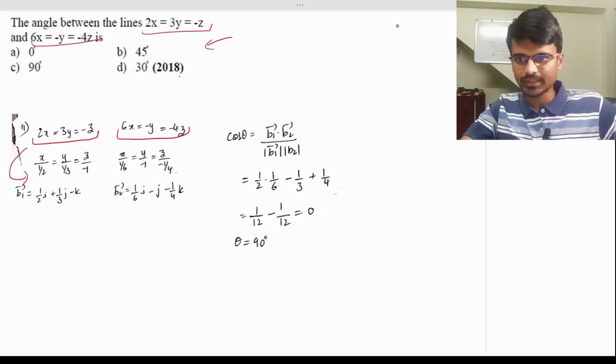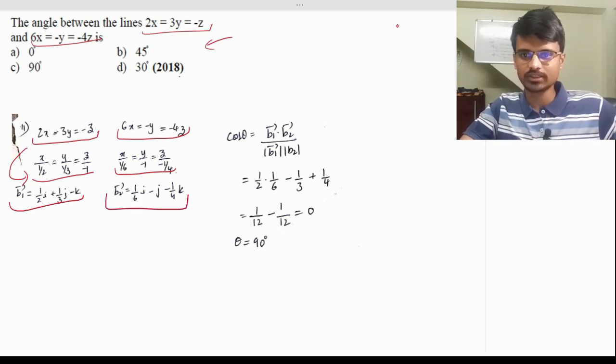Here I have written x divided by 1 by 2 equal to y divided by 1 by 3, z divided by minus 1. Similarly here I have taken x divided by 1 by 6, y by minus 1, z by minus 1 by 4. So these are the parallel vectors of the lines. From the denominators I can extract the parallel vectors, right? So these are my parallel vectors.